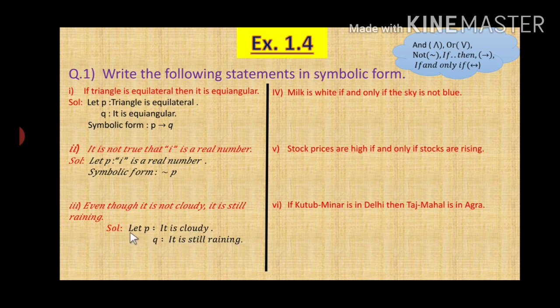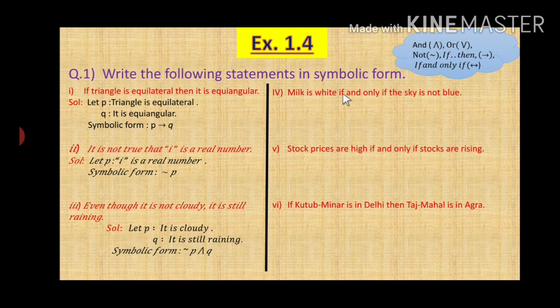Understood? So we'll say let P be it is cloudy and Q be it is still raining. And so the symbolic form becomes negation P and Q. Have you understood? As I told you, even though it's same as and because P we have taken positive and the given statement is negative, in the symbolic form we'll use negation P. So negation P and Q, this is the symbolic form of the given statement. Fine.